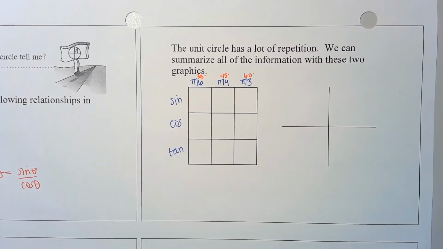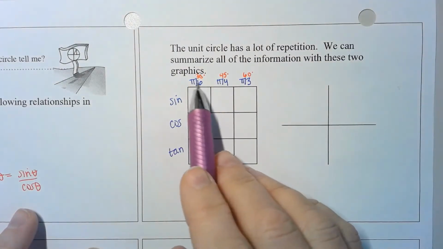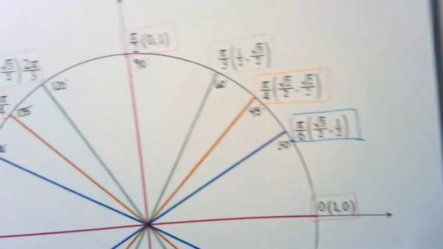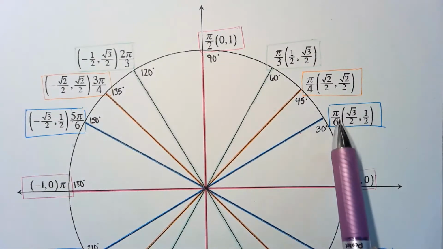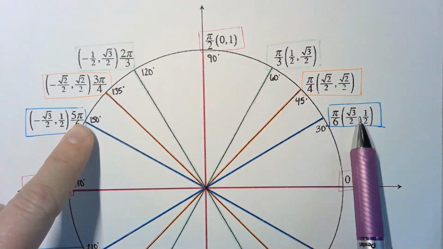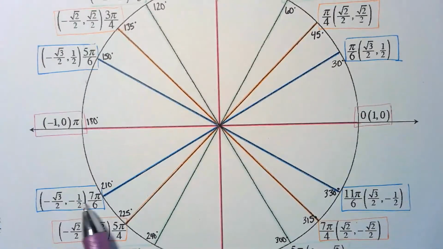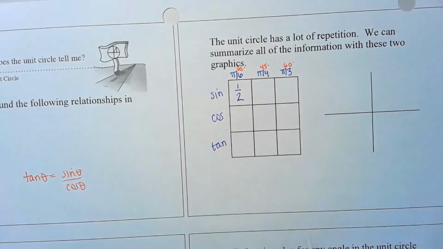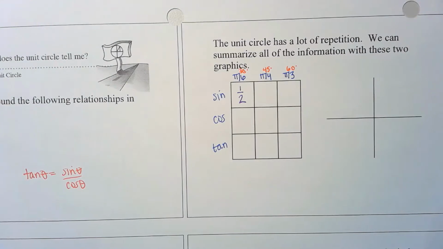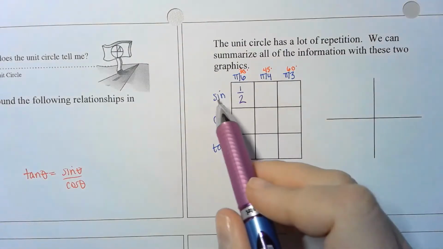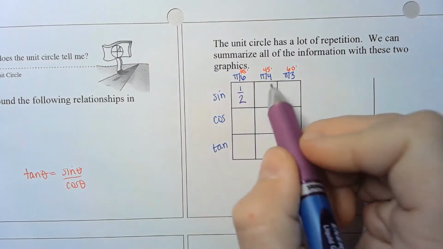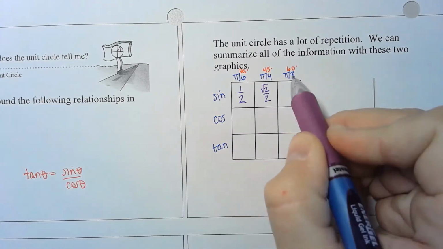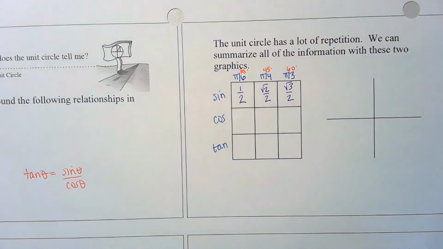Now, in our last lesson, I said, what is the sine of every pi over 6 angle? Just for reference, the sine is the y-coordinate. Here are my pi over 6 angles. The y-coordinate is 1/2, the y-coordinate is 1/2, the y-coordinate is negative 1/2, right? Regardless, the sine of any pi over 6 is positive or negative 1/2. We could do the same thing for all of the angles. The sine of any pi over 4 angle is radical 2 over 2, and the sine of any pi over 3 angle is radical 3 over 2.